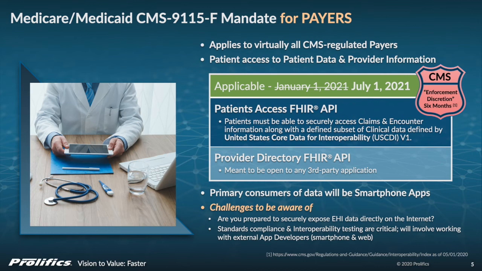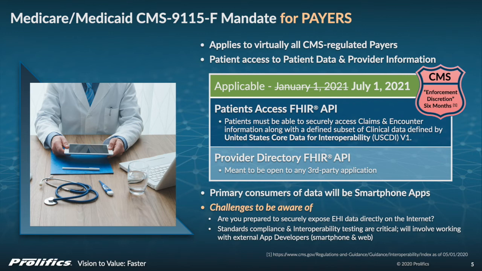The first one, recently having been delayed by CMS until July 1st, 2021, is where payers are going to have 2 FHIR APIs running. The first one to allow patients to have access to their electronic health information, specifically the subset defined by the US CDI, as well as a provider directory FHIR API. And this is for use by patients, as well as it's actually designed to be open to any third-party application with public provider information so that anybody out on the internet can find out what providers a particular payer supports.